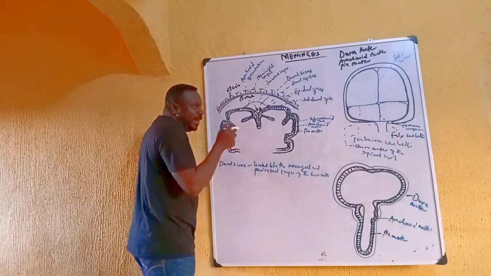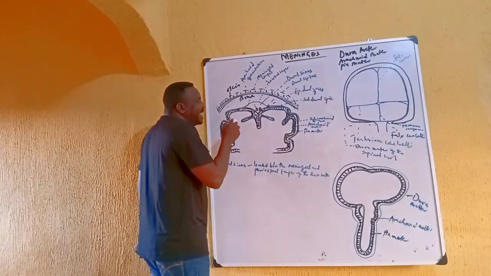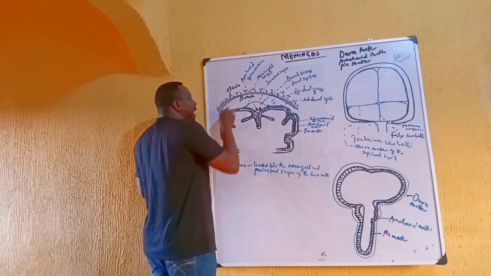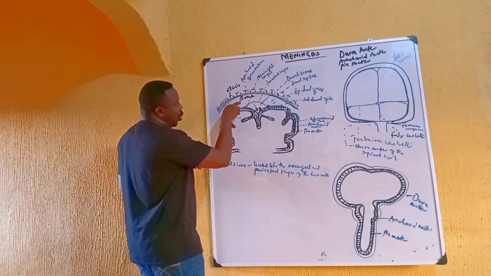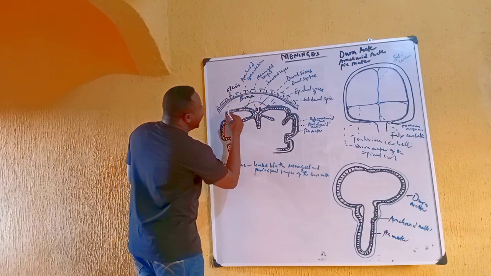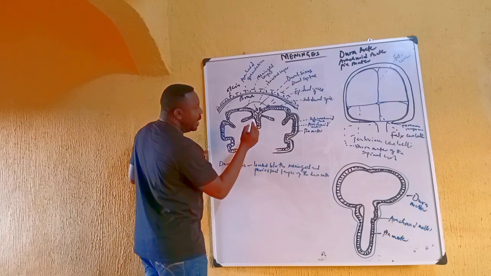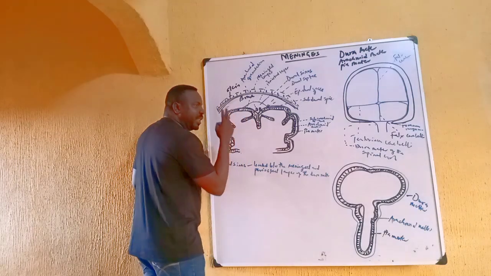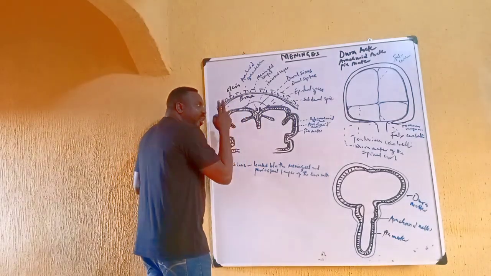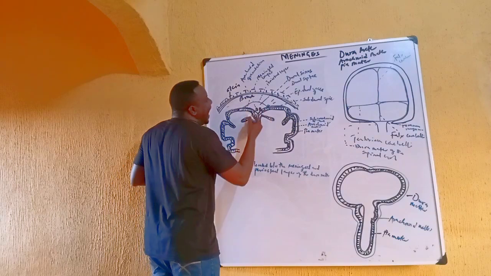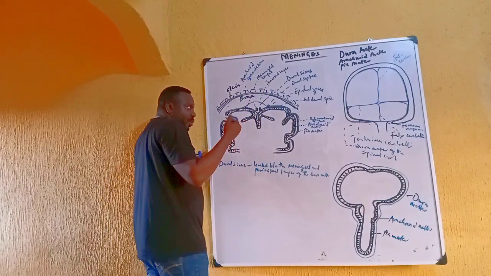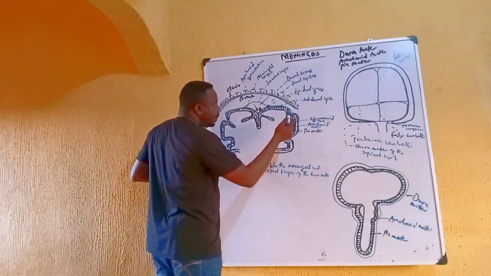Now the other layer is known as the meningeal layer. From this diagram, you observe that this is the skull bone. The dura mater lines the skull bone. Like I said, the dura mater consists of two layers. The first layer that lines the skull bone is called the endosteal layer, or you can call it the periosteal layer.